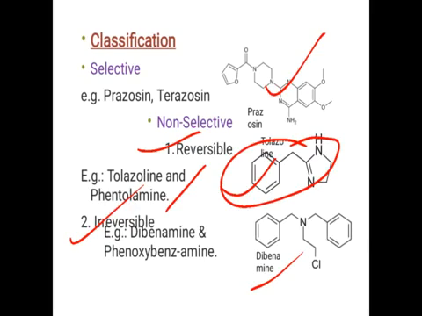Irreversible means they bind to the receptor and permanently block that receptor. For example, dibenamine, phenoxybenzamine. So these drugs bind to the receptor and permanently block that receptor. That drug is not detached from the receptor. Such drugs come under the irreversible. So selective adrenergic blockers are prazosin, terazosin. Non-selective are again classified into two types, that is the reversible non-selective blocker and irreversible non-selective blocker.